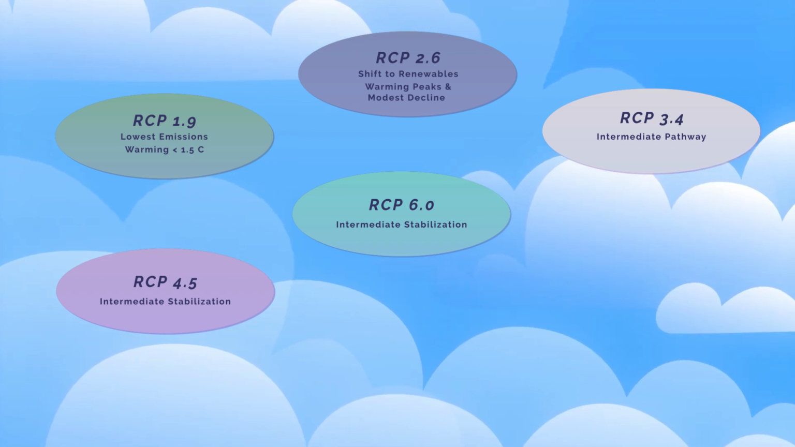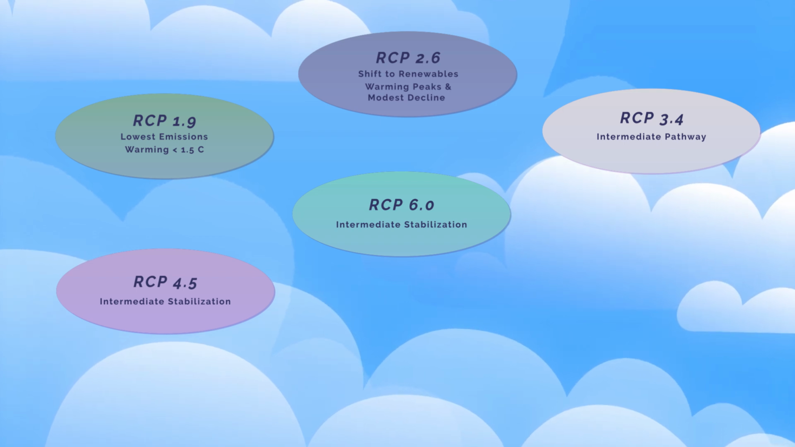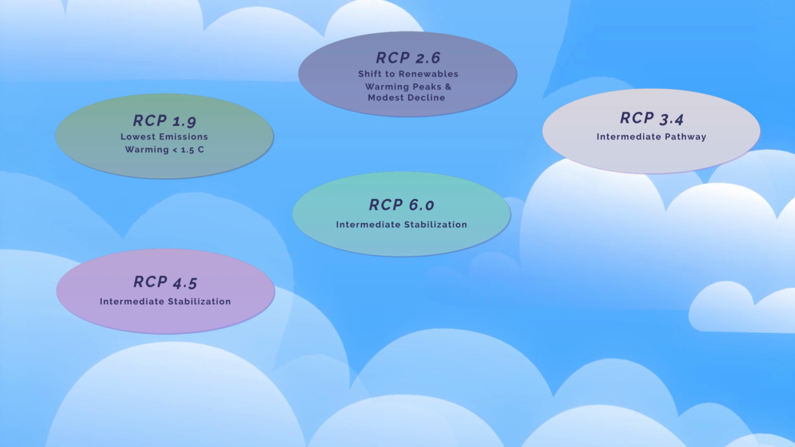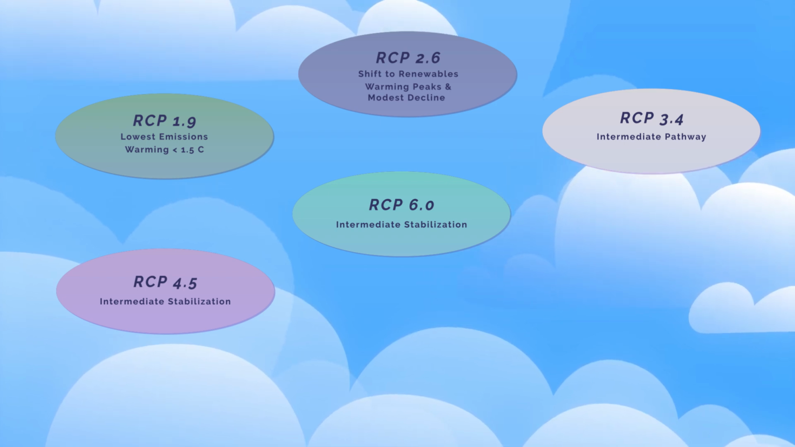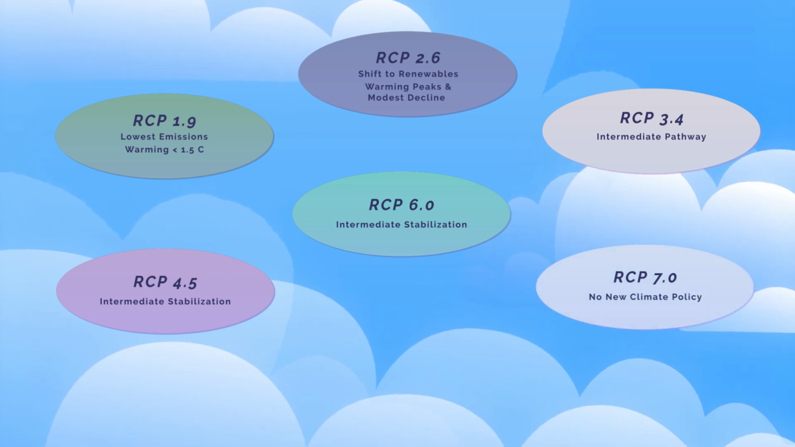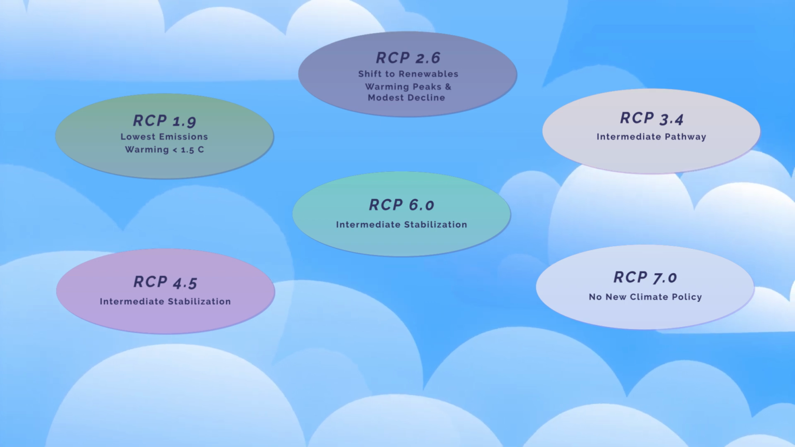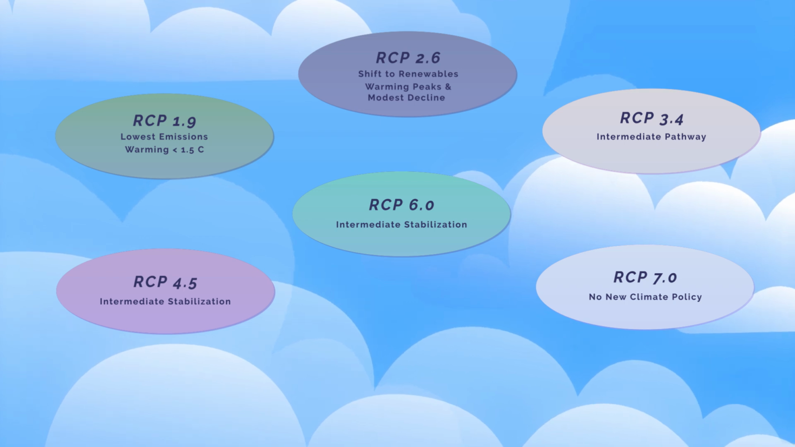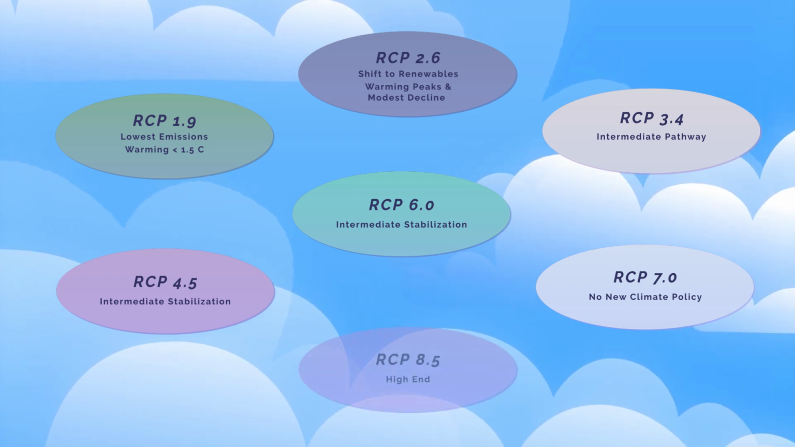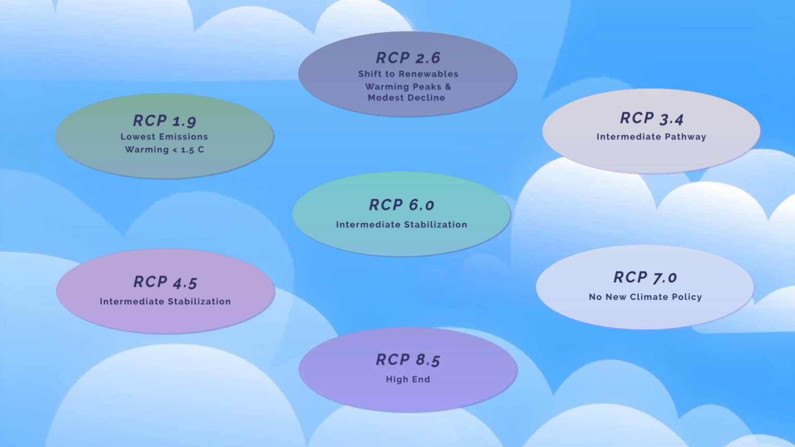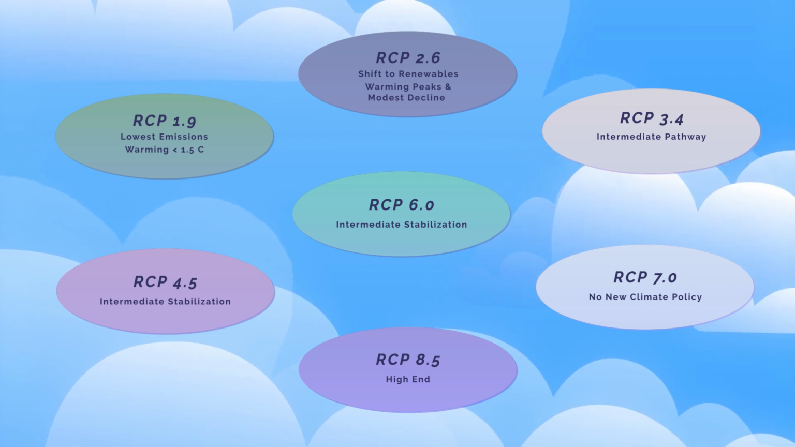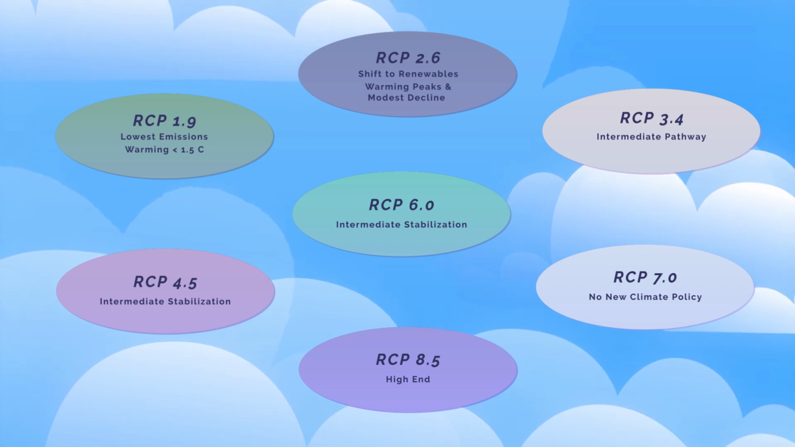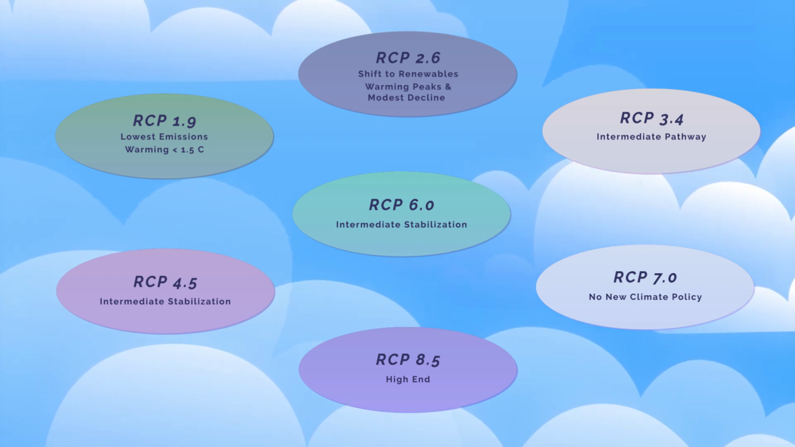Beyond this point, the scenarios contemplate failure to mitigate greenhouse gas emissions, and based on actual monitored emissions, they also represent the best estimates of our current trajectory. RCP 7.0, the medium to high end of the range of future emissions, and this arises from no new climate policy. And finally, RCP 8.5, the high-end pathway. Radiative forcing goes above 8.5 watts per square meter by 2100 and continues to rise for some time after that.